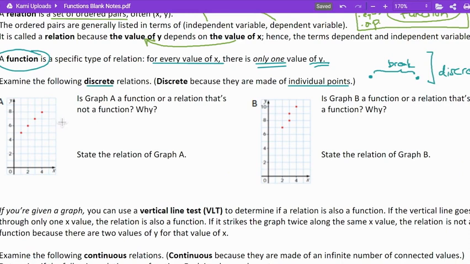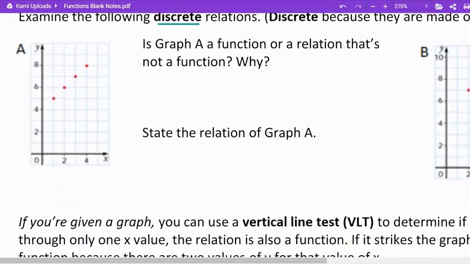So looking at graph A, the question is, is graph A a function or a relation? We look at every value of x. For this relation, there's a point right here, and the value of x for this point is 1. What's the y value? Well, it's 5. How about this one? 2, y value 6. This one, 3, y value 7. This point, x is 4, y is 8. So I never said x is 4, y is 8, x is 4, y is 9.